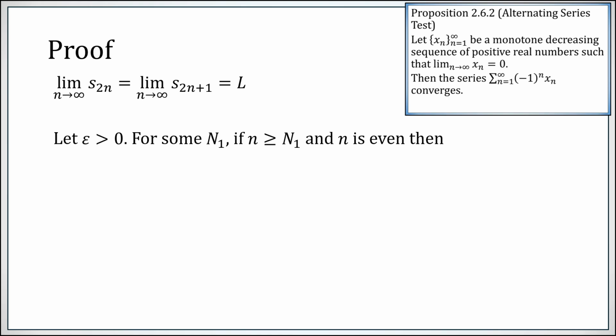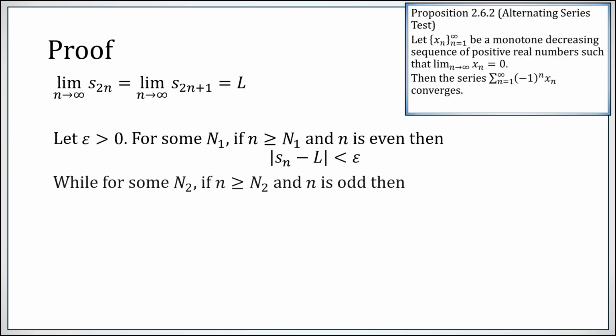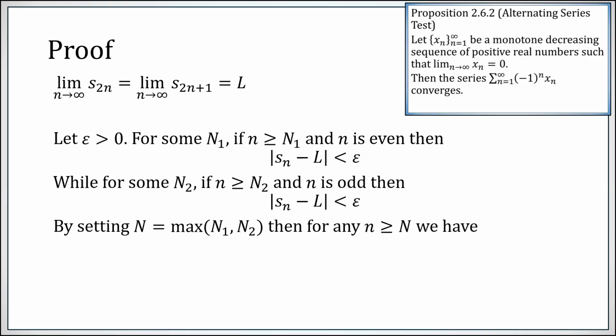For any positive epsilon, past a certain point, the even index n's will have their partial sums within epsilon of L, and the odd index n's will have their partial sums within epsilon of the same L. Meaning, past a certain point, to make both of them true, every single n will have its partial sum within epsilon of L.